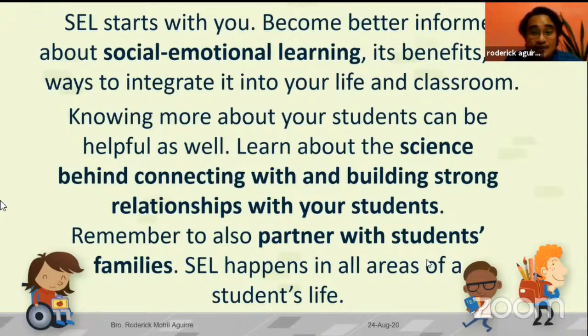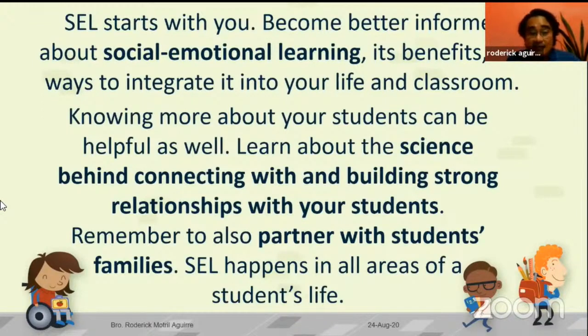Knowing more about your students can help as well. Learn about the science behind connecting with and building strong relationship with your students. It does not come easily. So as teachers, we were taught to become teachers and teach the subject area, but sometimes or more often than not, hindi tayo tinuruan kung paano natin turuan ng mga estudyante na magkaroon ng social emotion. Sometimes misbehavior hindi naturo sa atin. Parang natututo na lang tayo along the way. So try to read a lot of researches about how to handle emotions and personality development of kids via certain activities that we can come up with for our lesson plans.